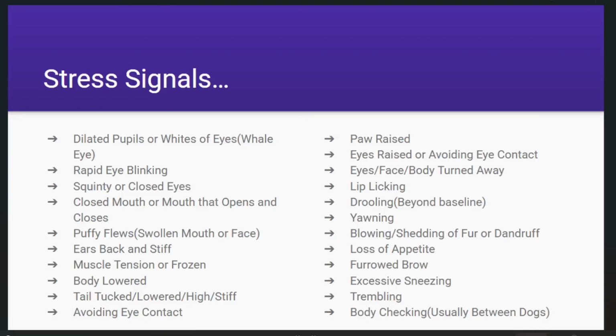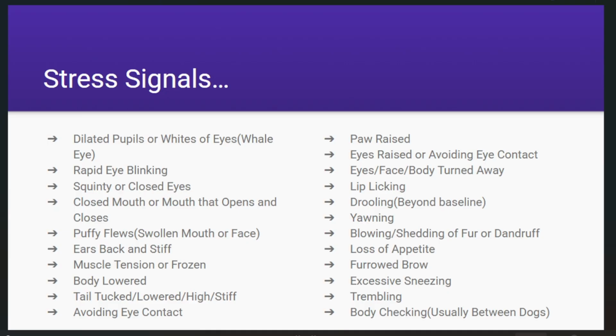Blowing or shedding of fur or dandruff. Loss of appetite, furrowed brow, excessive sneezing. This is a funny one as well. My two Dachshund Terrier mixes, when I mention going outside or eating, they start sneezing. They stop sneezing once they get their food or go outside. So, do I consider that a stress signal? No, because I've done enough investigating to understand that it is more excitement. So it may just be the same mechanism.